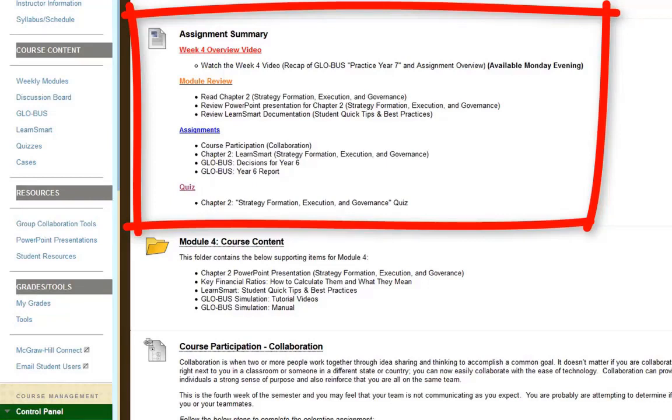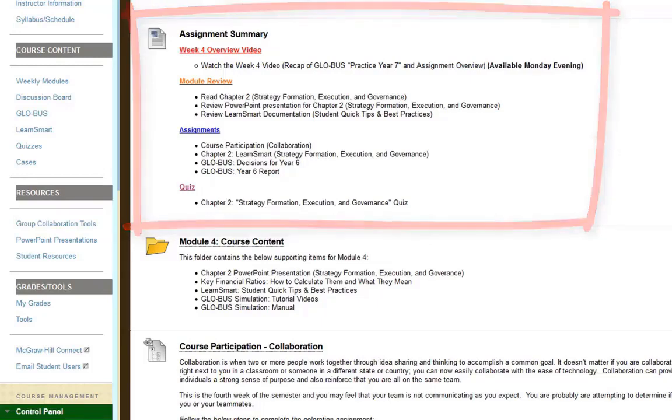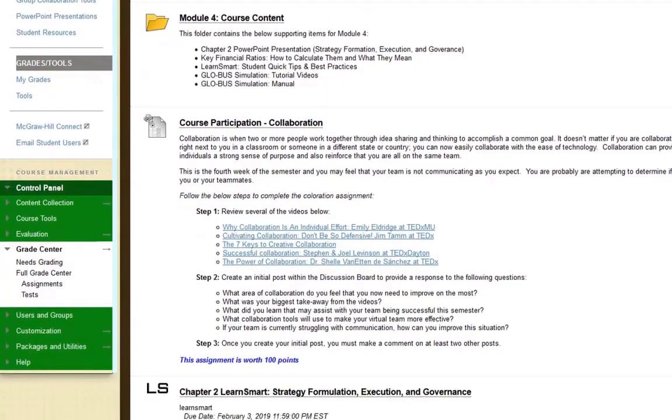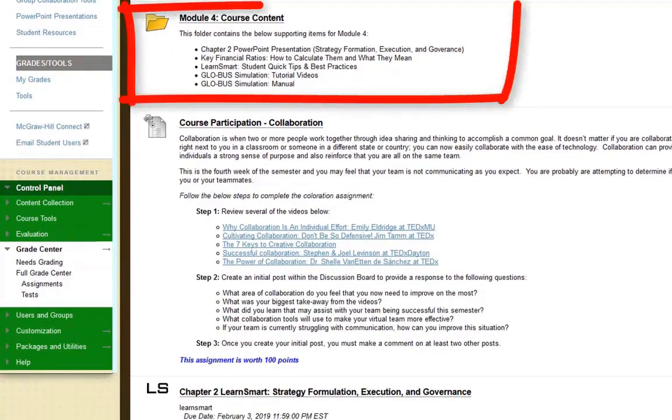And for the assignments, you will have your course participation, the Scoreboard, which is on collaboration, the Chapter 2 Learn Smart, the Globus decision for Year 6, a Globus Year 6 report, which is new, which I will cover, and the quiz for Chapter 2. So let me go ahead and scroll down. Here we have the Module 4 course content information, which is your PowerPoint for Chapter 2, the key financial ratios, the Learn Smart information, and the Globus simulation documentation.